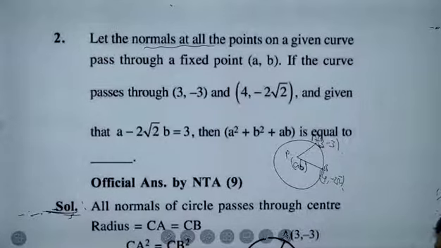This is quite simple. First you should notice that the normals at each and every point on a curve passing through a fixed point means it must be a circle, and the fixed point must be the center of the circle. If you once notice that point, the problem is over.